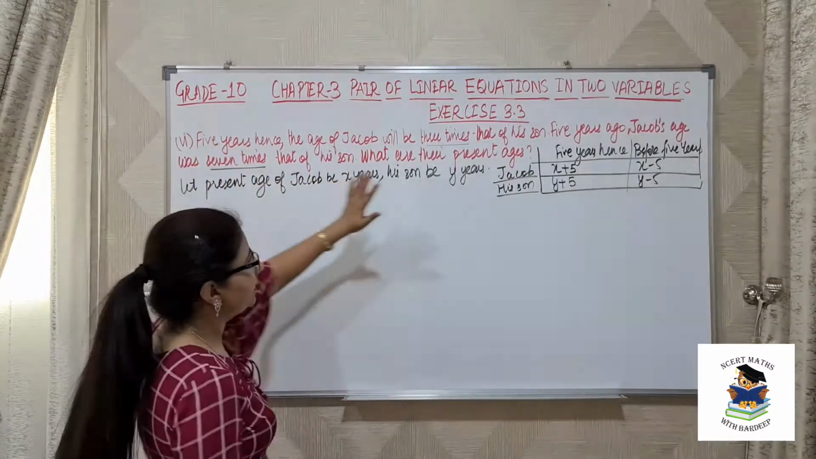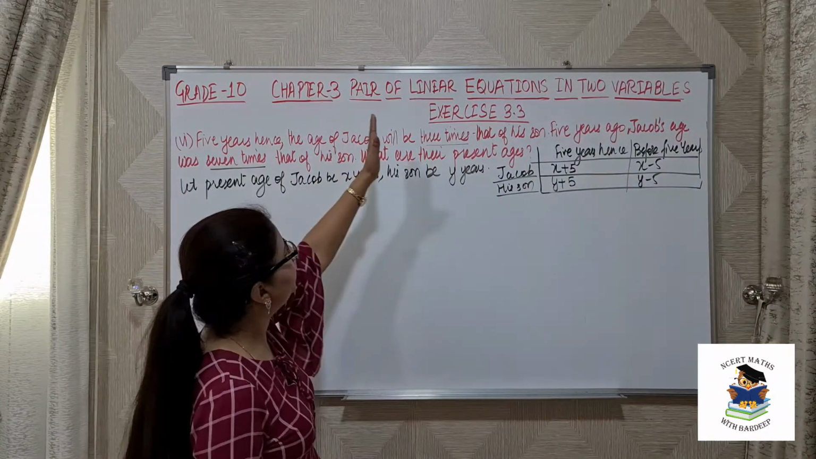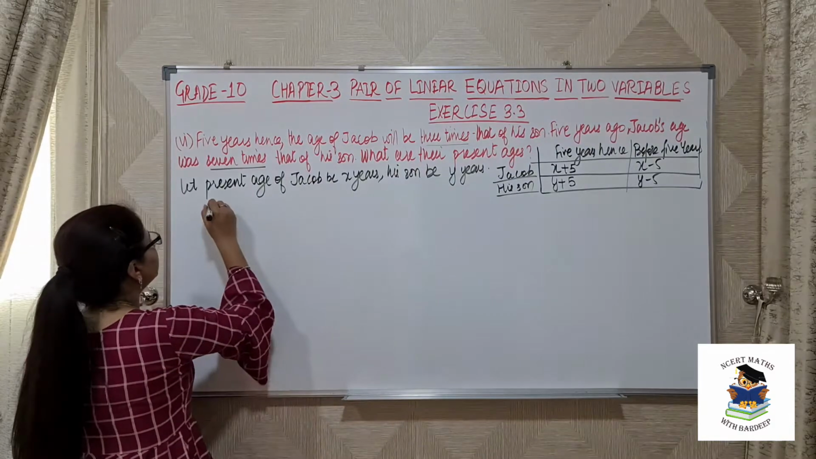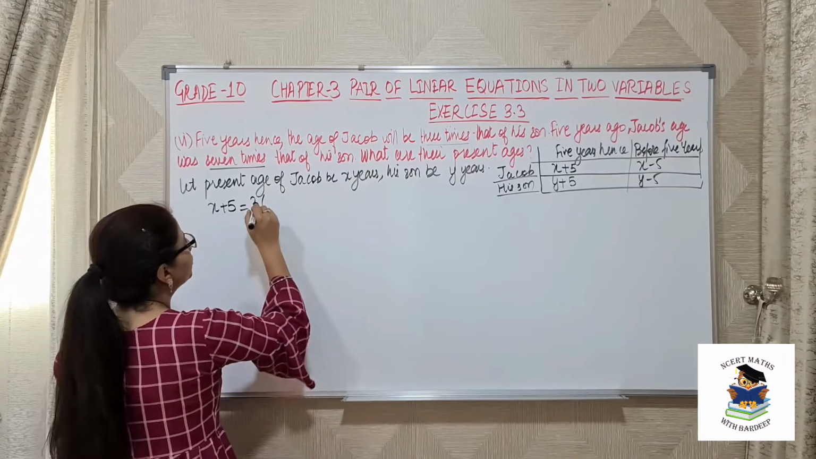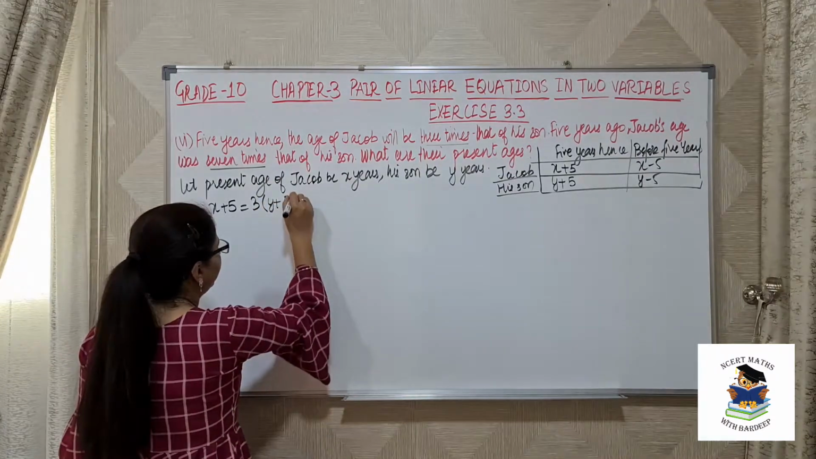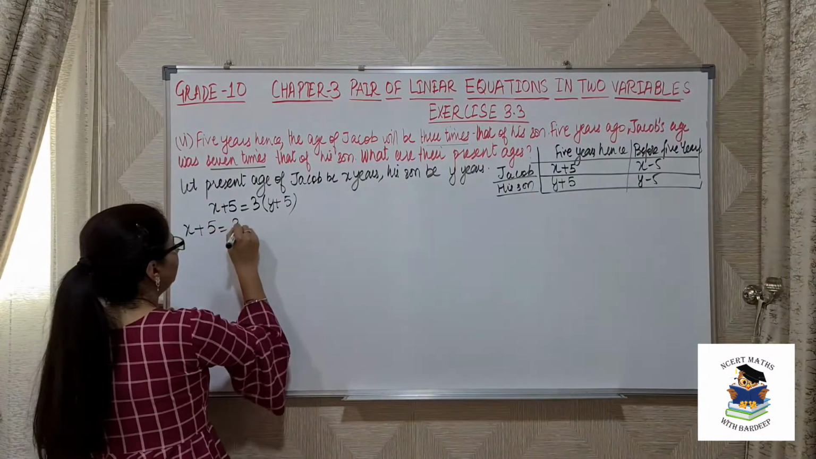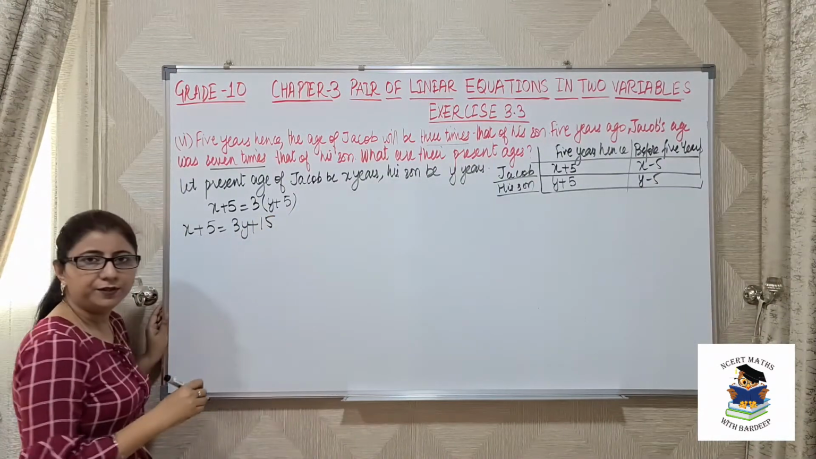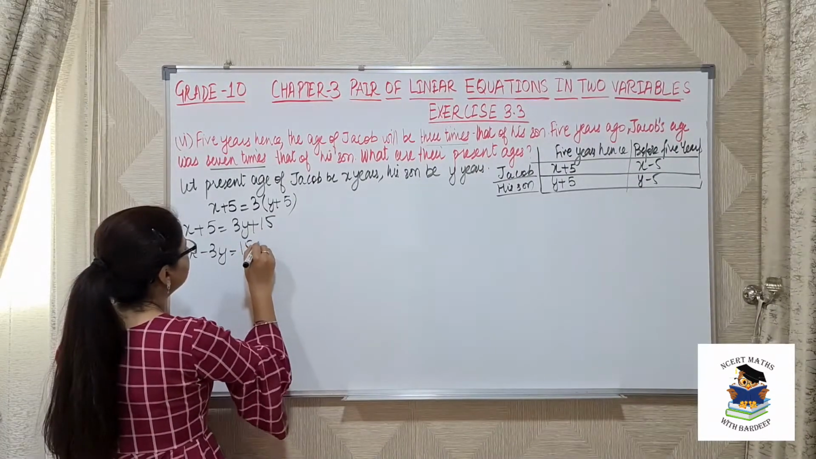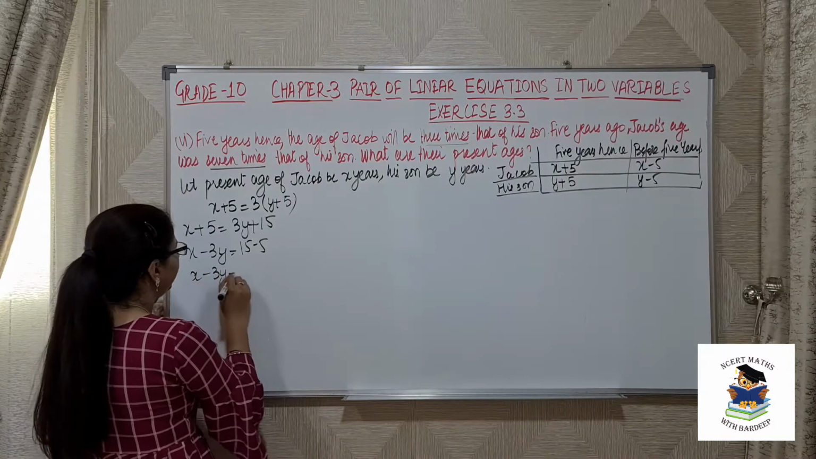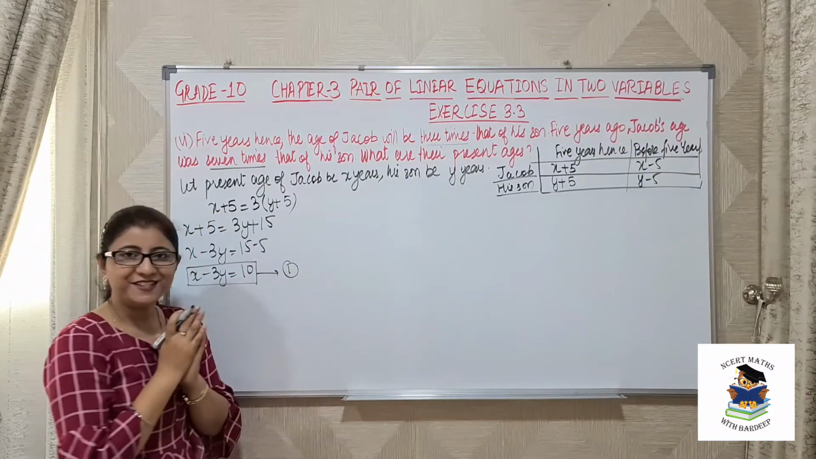So now let's make equations. The condition 5 years hence means we will use these values. Jacob will be 3 times. So what is Jacob's age? That is x plus 5. This is 3 times his son's age. So son's age after 5 years is y plus 5. So open these brackets, 3y plus 15. Okay. So now shift variables to one side. This 5 goes to this side. So our first equation will be x minus 3y equals 10. So this is my first equation.